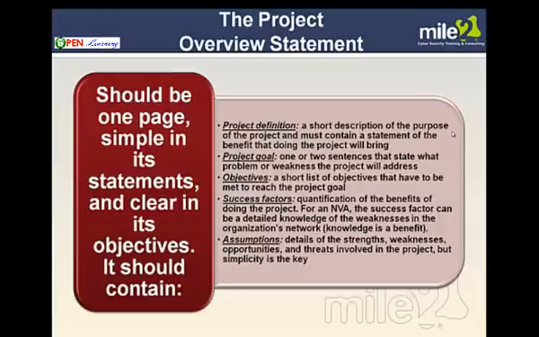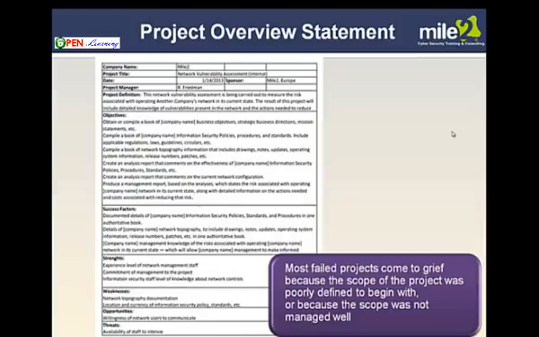Success factors. Quantification usually is hard numbers. Quantification of the benefits of doing the project. In other words, this is where we convince them and spell out, this is why you want to do this. This is going to save you money. It's a good idea. Assumptions. Details of the strengths, weaknesses, and opportunities and threats involved in the project. Keep it simple. Here's an example, the project overview. So you can see the project definitions, objectives, success factors, strengths, weaknesses, opportunities, and threats. We want a good, clean definition of what our project will entail.